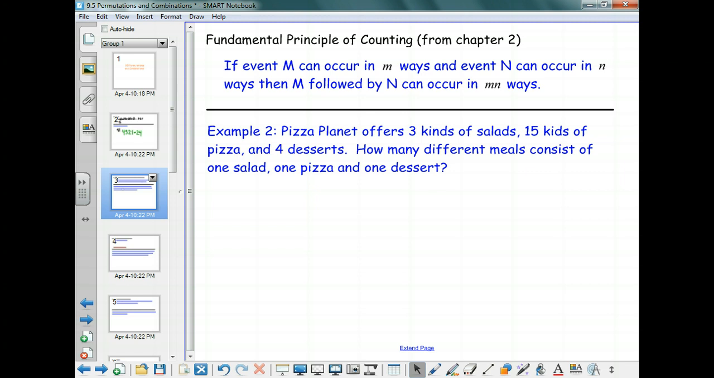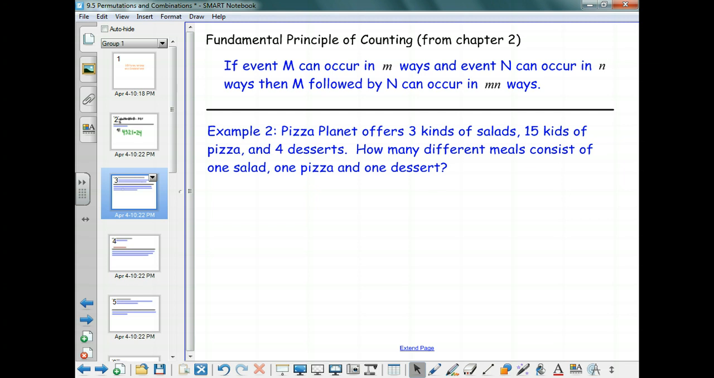But here's the deal. This is called the fundamental principle of counting. If you have an event M, and it can occur in m ways, and you have an event N, and it can occur in n ways, then the number of ways that the event M followed by the event N can occur is m times n. And all of that sounded kind of funny until we do an example, and you're going to go, oh yeah.